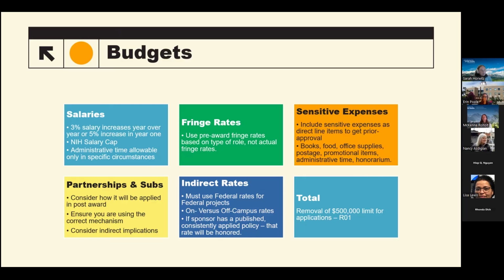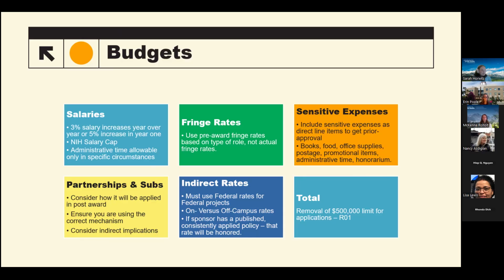And thinking about on versus off campus rates, if we're working more than 50% at a CU facility, we should be using the on-campus rate. And sometimes people ask, if I'm remote and I'm working at home, does that mean I'm off campus? That does not count into this calculation. You're still considered on campus because you're still using CU resources.